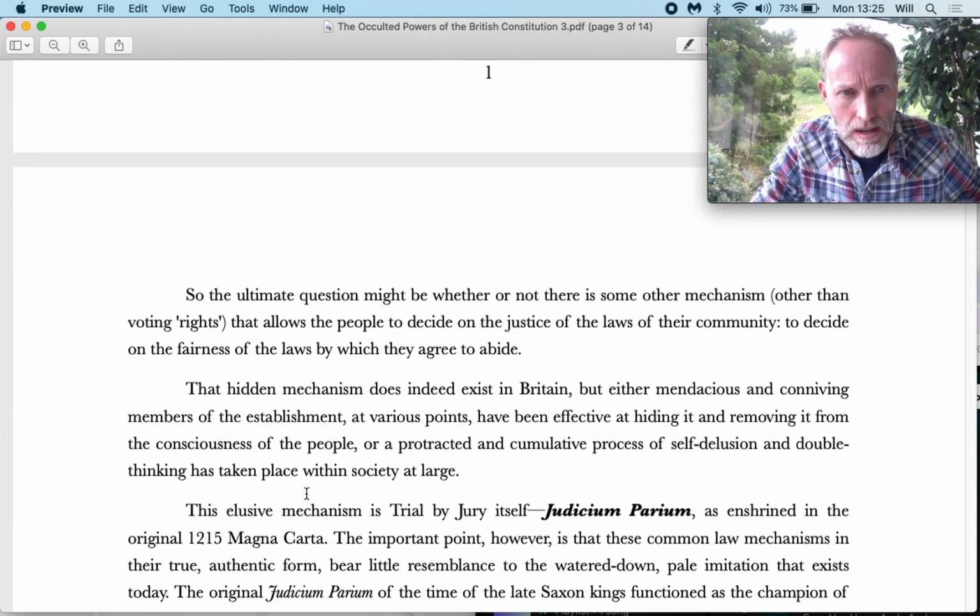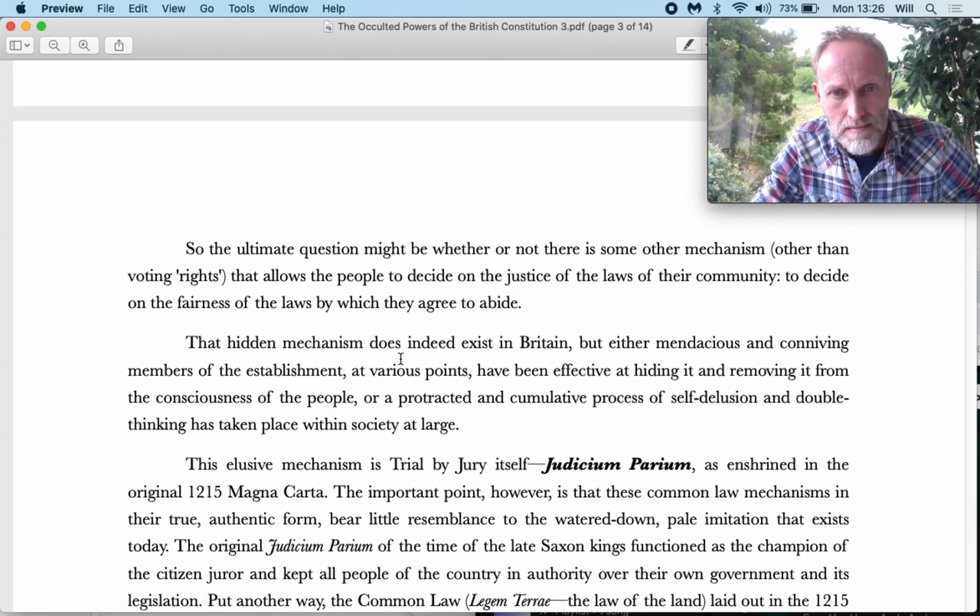So moving on, the ultimate question might be whether or not there is some other mechanism, other than voting rights, that allows the people to decide on the justice of the laws of their community, to decide on the fairness of the laws by which they agree to abide.